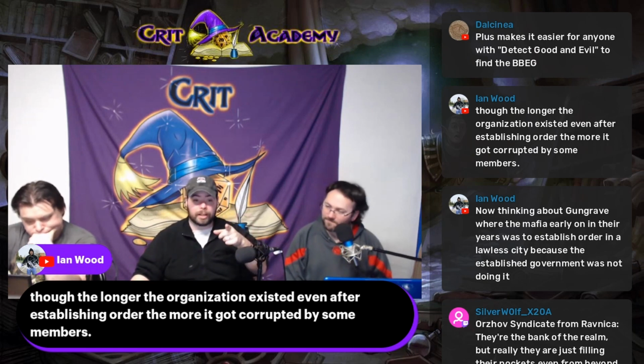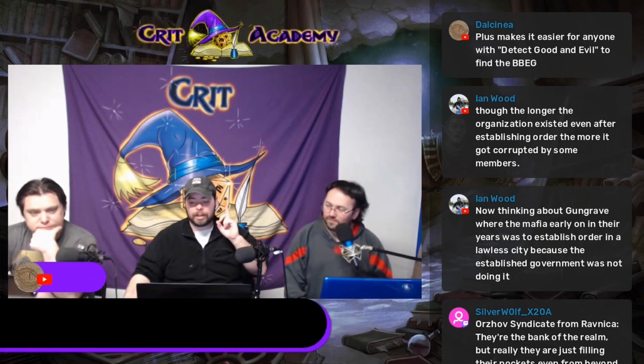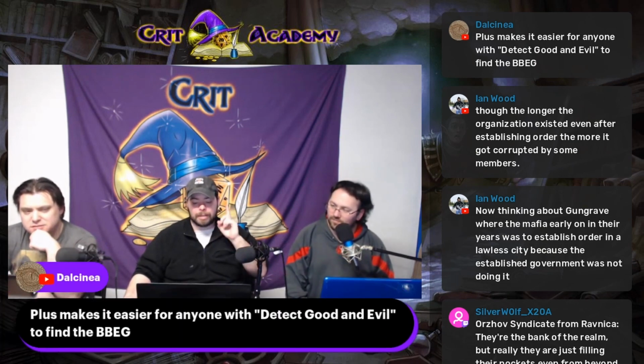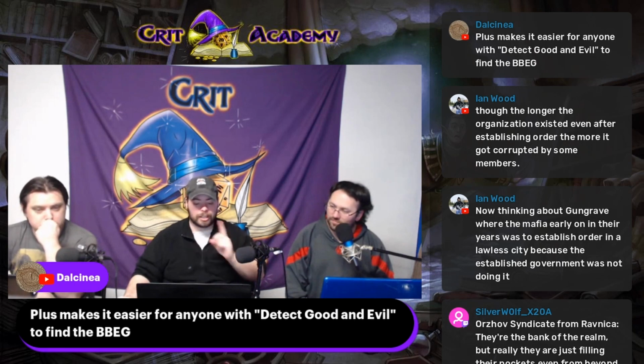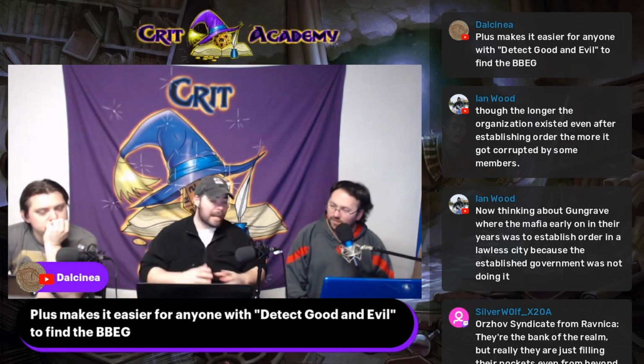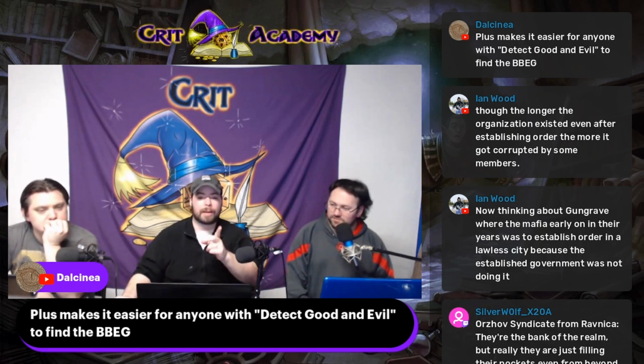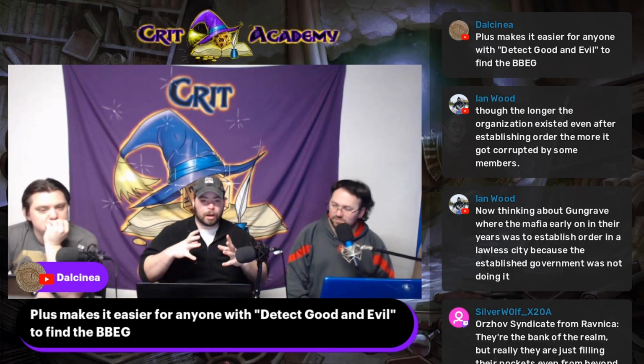Dulcinea has a really good point here about the alignment. Having thought out alignment means it's easier for detect good and evil spells if you decide ahead of time, which is really nice. Anyways, so back to the philosophy.